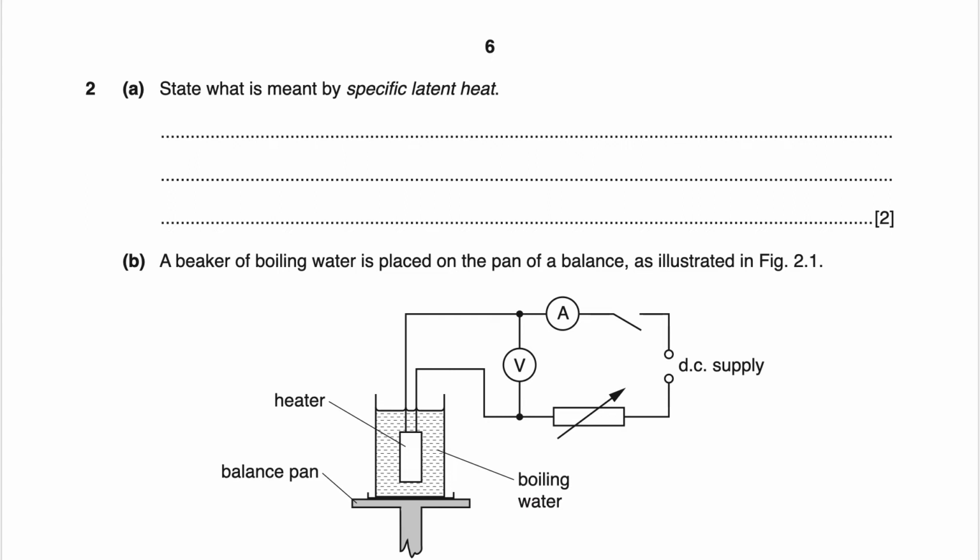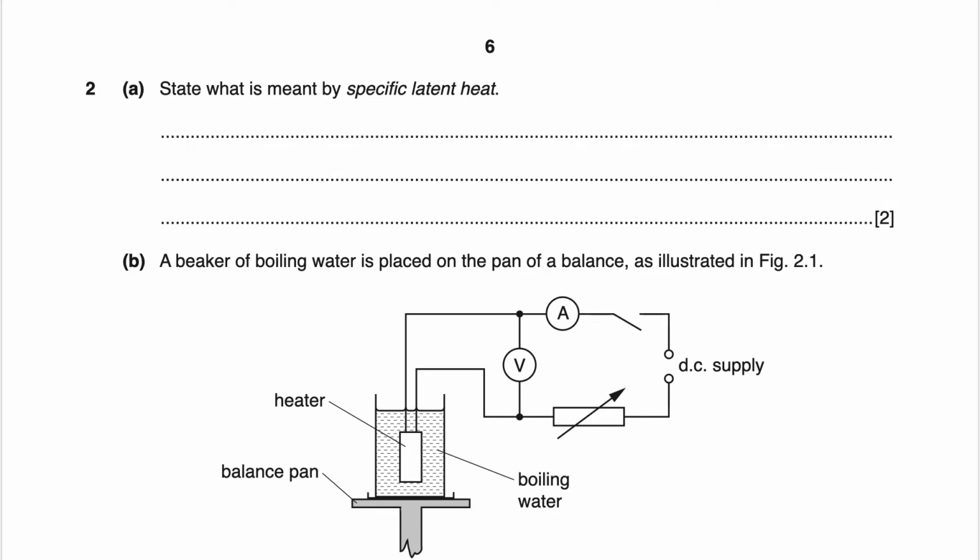State what is meant by specific latent heat. First we have to have the idea of what is meant by specific heat. Specific heat is the amount of energy required to increase the temperature of a substance by 1 degree. Now what is specific latent heat? It is the quantity of thermal energy required to change the state. The latent heat is for changing the state of unit mass without changing the temperature.